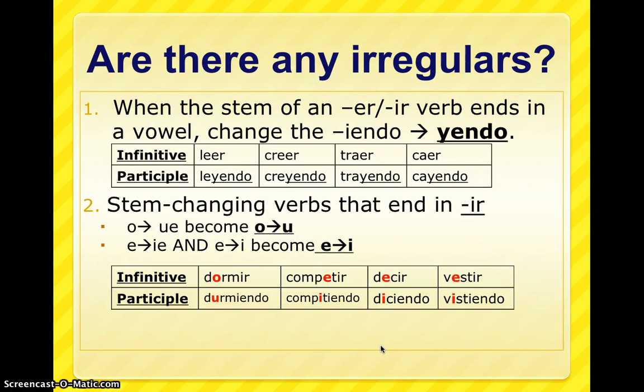Now remember that these are just the participles. We still have to use them with the correct form of estar when we're using the present progressive tense.